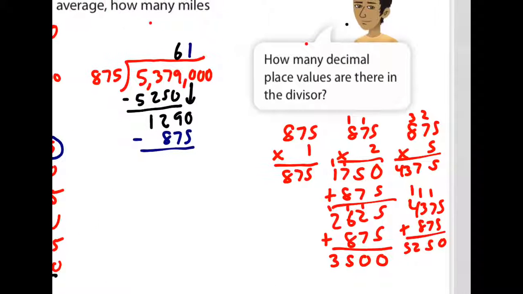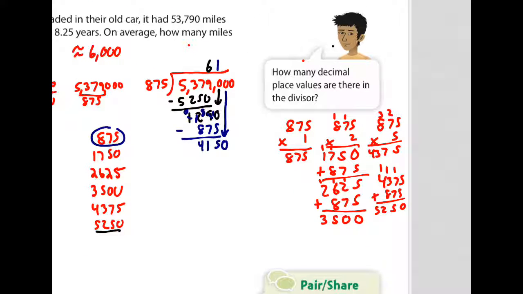I'm going to subtract. I get 415. Bring down that 0. So I have 4,150. Next, it's going to go in 4 times. Let me switch to pink here, which is 3,500. Going to subtract. Get 650. Bring down that 0.